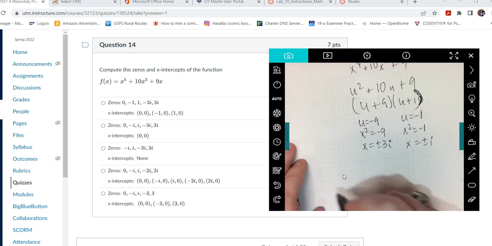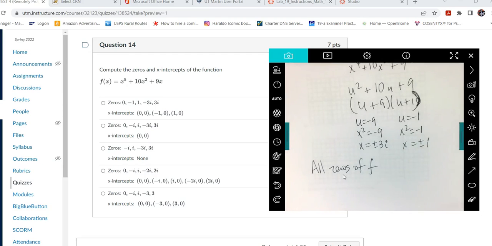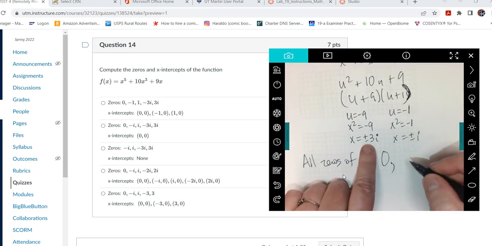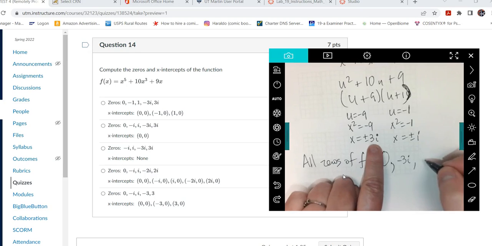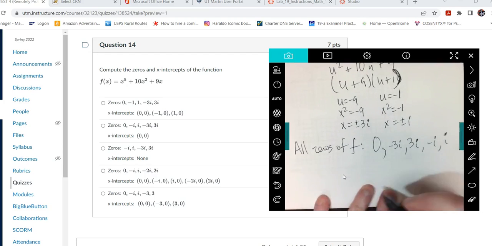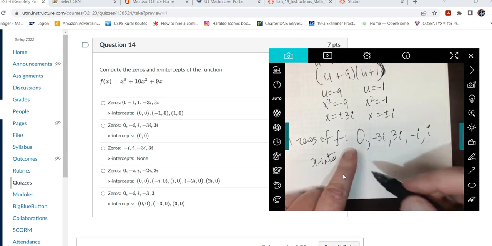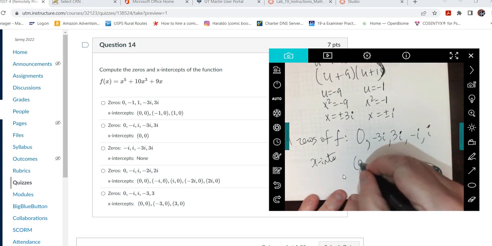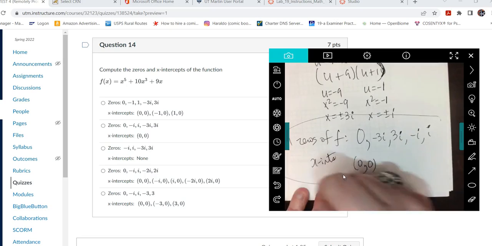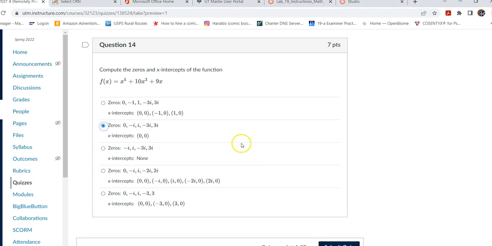Now, what are all the zeros? All the zeros of f: well, 0 is a 0. And then I have minus 3i, positive 3i, negative i, and i. Now, what about the x-intercepts? You only get x-intercepts at real zeros. So this 0 will yield an x-intercept. These don't. These are not real numbers. So that's what I'm looking for. And that's matching up with this one here.